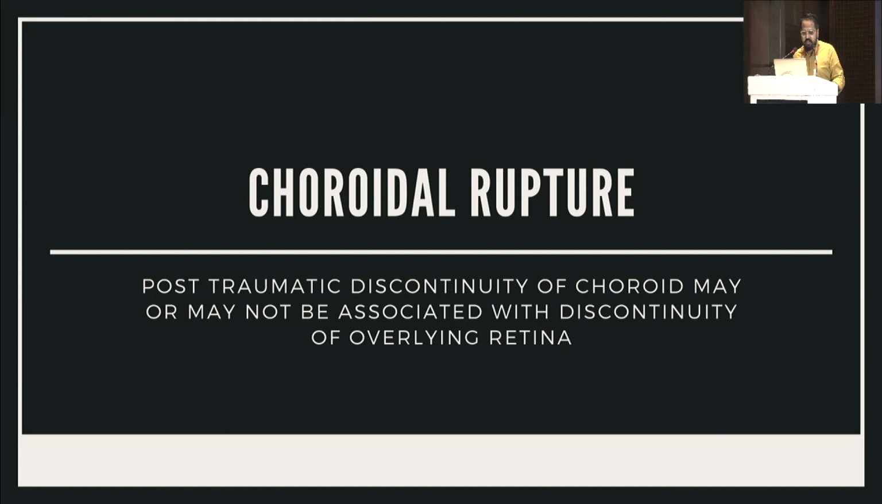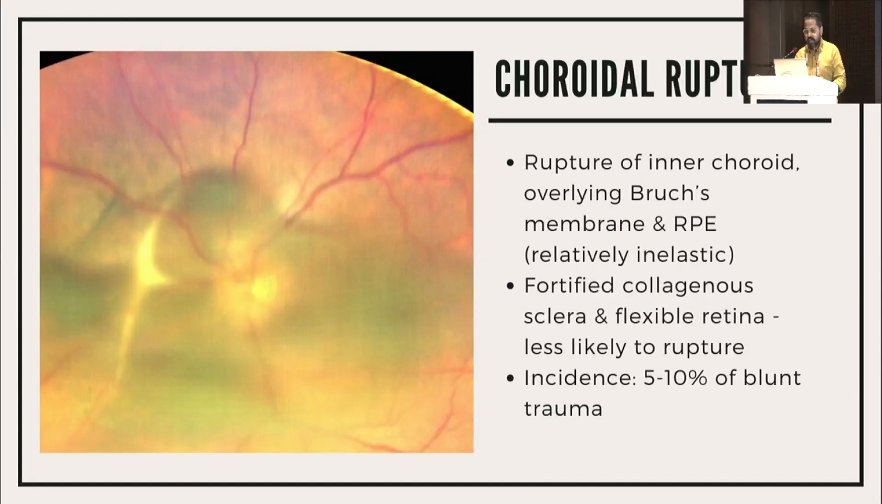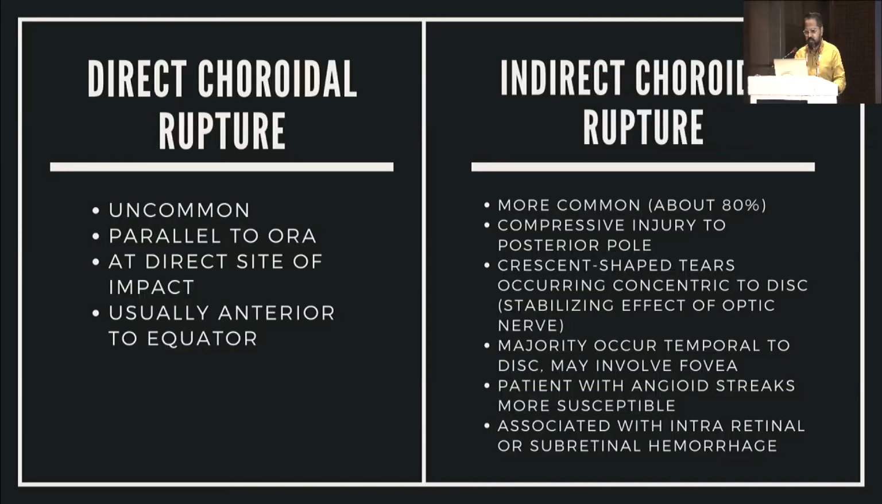Choroidal rupture is defined as post-traumatic discontinuity of the choroid, which may or may not be associated with discontinuity of the overlying retina. It involves the inner choroid, overlying Bruch's membrane, and RPE, which are relatively inelastic, whereas the fortified collagenous sclera and the flexible retina are less likely to rupture. Incidence is 5 to 10% in blunt trauma.